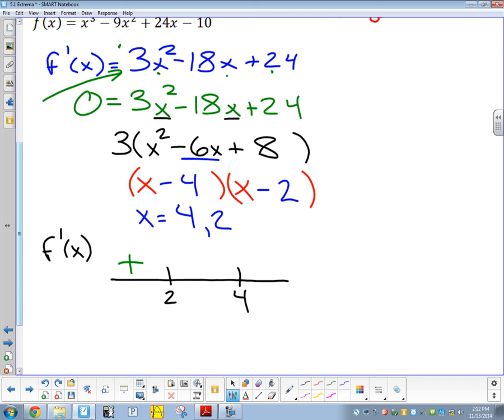Up on top? Yucky. It's going to be nasty. You can do it in your calculator, but you don't have to. This is the same thing right here. Let's plug in 3 right there to see what we get. Okay? 3 minus 4, negative 1. And 3 minus 2 is 1. So negative 1 times 1. Negative slopes in between.